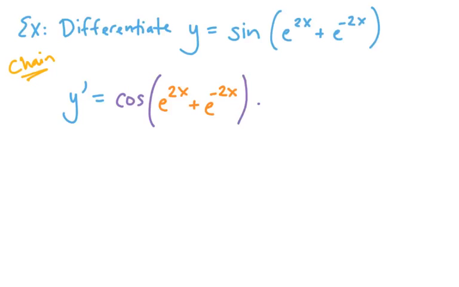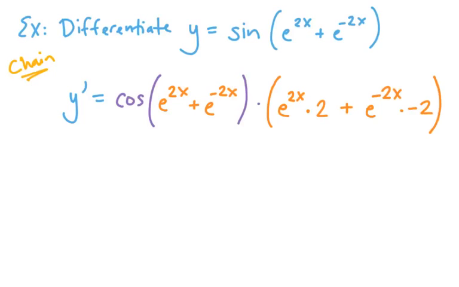And this is where I feel like it's really a chain within a chain, because the derivative of e to the 2x is itself times the derivative of the power. So that's really a chain rule step there. And similarly, the derivative of e to the negative 2x would be e to the negative 2x times the derivative of its power, which is negative 2.